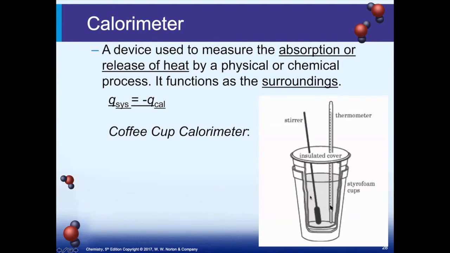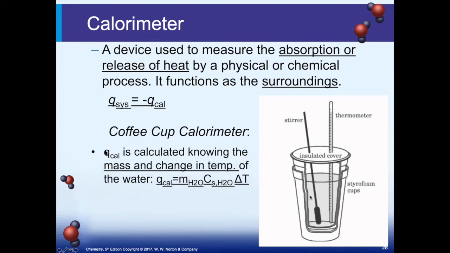But the other key piece of equipment in this calorimeter is the thermometer, because what you're going to monitor is the temperature change of the water in that coffee cup. That's the idea. You do something in this water in the coffee cup, and you see how the temperature changes. And the water in the coffee cup is considered to be the surroundings, the calorimeter.